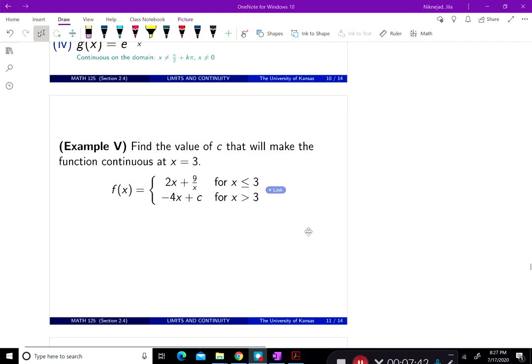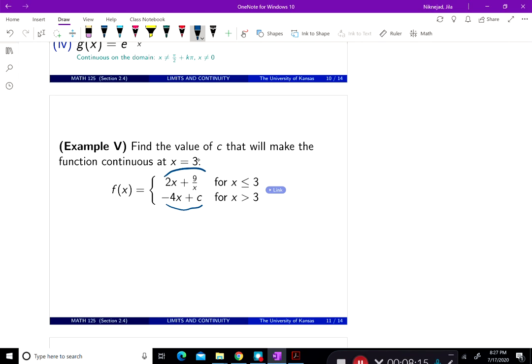So the next question, example 5, is: find the value of c that will make the function continuous at x equal to 3. Just looking at this, c is a constant, right? Looking at this function, one piece of this piecewise defined function is a linear function. The other piece is a rational function.